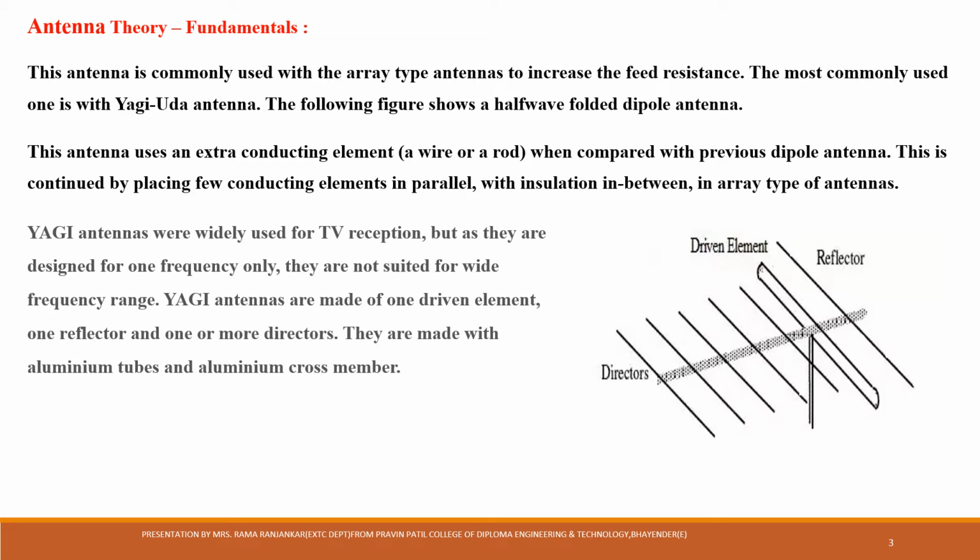It is also called a half wave folded dipole antenna. This antenna uses extra conducting elements. When compared with the previous dipole antenna, this is extended by placing a few conducting elements in parallel. The rods that are visible here are the conducting elements, connected in parallel with insulation in between, in the array type of antenna. Generally Yagi-Uda antennas are used for TV reception. It is made up of one driven element, and it consists of a director and a reflector also.